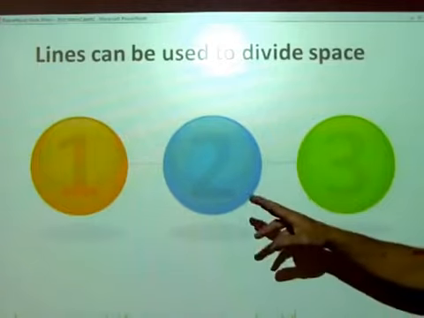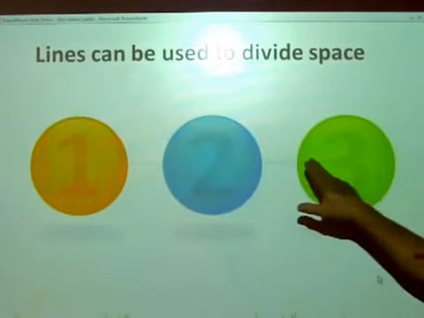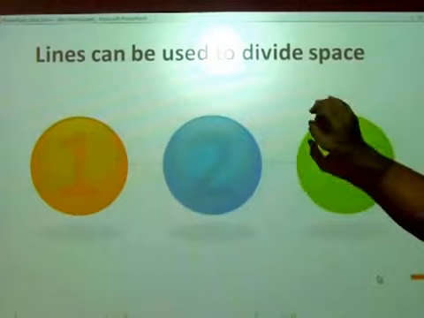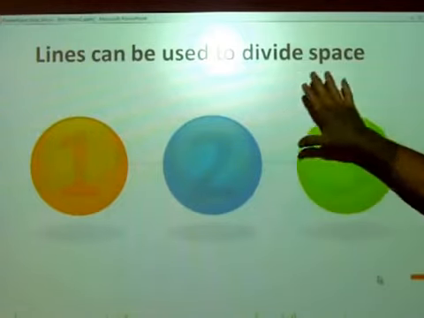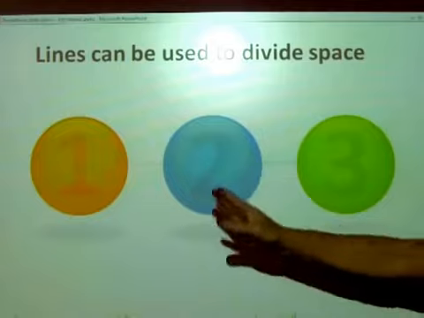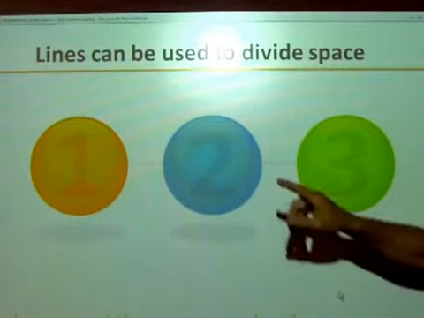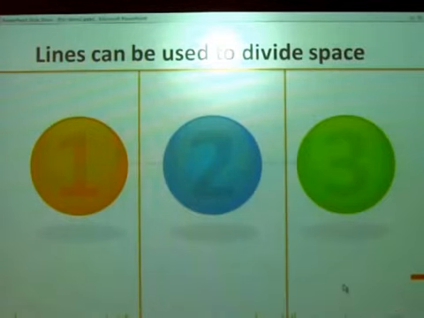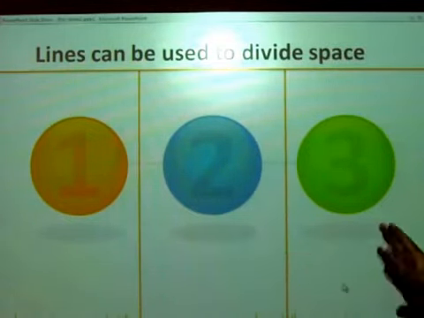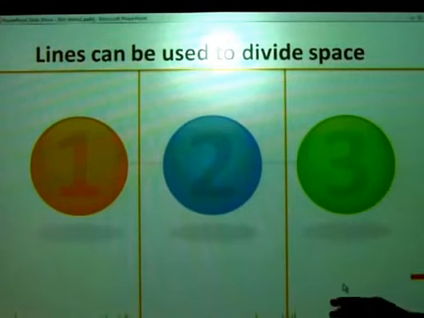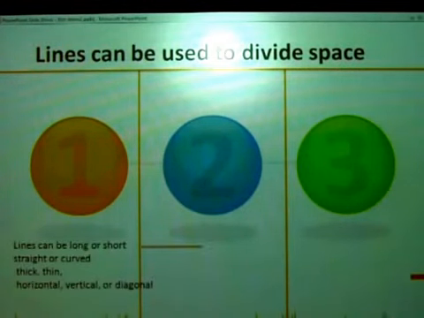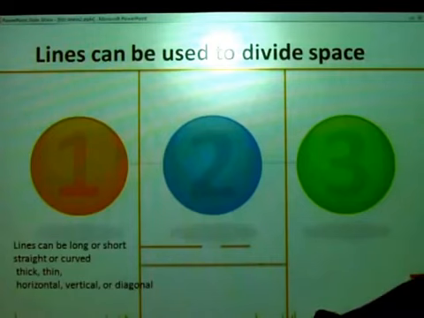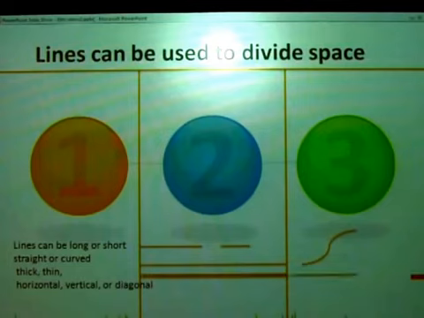In this image here, we see three circles that are in space. But by adding lines, we can divide this space up so the viewer has a better sense of what's going on. For example, a horizontal line places this as a heading. Two vertical lines separate each sphere into their own separate section. Lines could be long or short, straight or curved, thick or thin, horizontal, vertical, or diagonal.